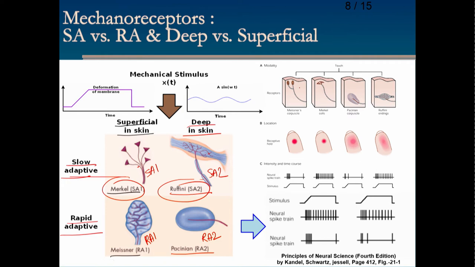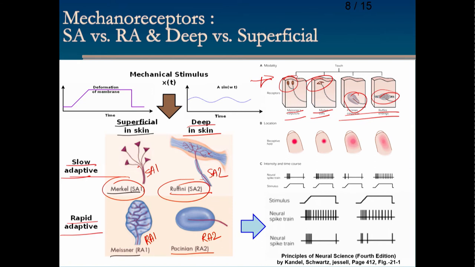So, you can see in this diagram that Meissner and Merkel both are in the superficial region, and then Pacini and Ruffini are deeper in the skin. Okay. So, why is it called slow adaptive? Why is it called rapidly adaptive? This concept is very important for understanding the entire neuroscience part of haptics.